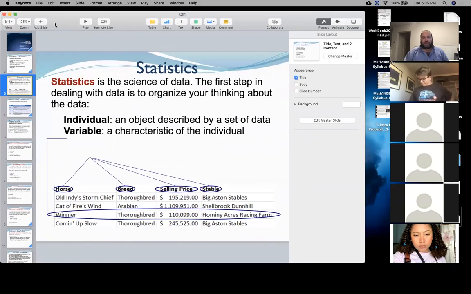So statistics is the science of data. And the first step in dealing with data is to organize your thinking about data.